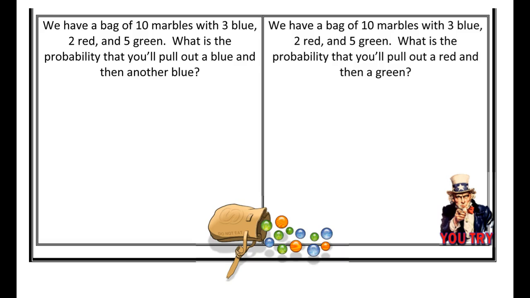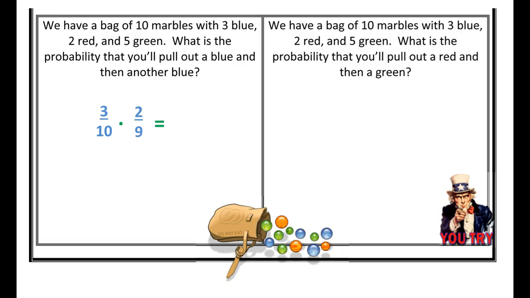We have the same bag of 10 marbles. 3 blue, 2 red, 5 green. What's the probability that you'll pull out a blue and then another blue? Well, right now there's 3 blue marbles out of 10 total marbles. So it's a 3 in 10 probability that I'll pull out a blue marble. To pull out another marble, we need to look. If I took that marble out, put it in my pocket, it's no longer in that sample space. I have a total of 9 marbles. 5 are green, 2 are red, and only 2 are blue. So the probability of pulling out a second blue marble is now 2 in 9.